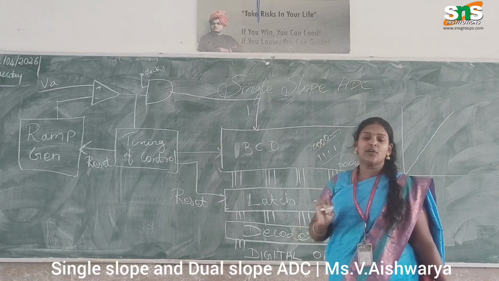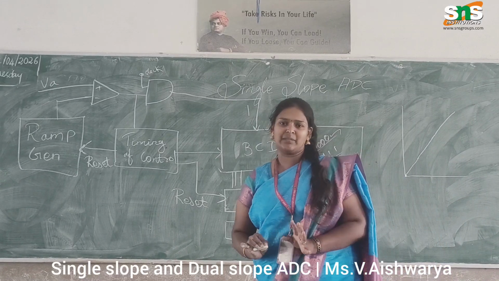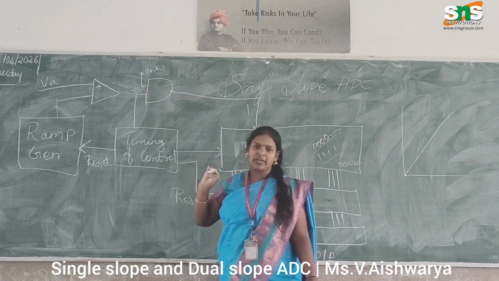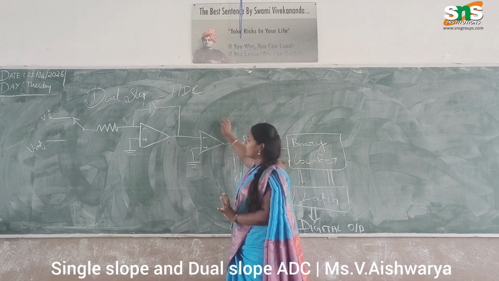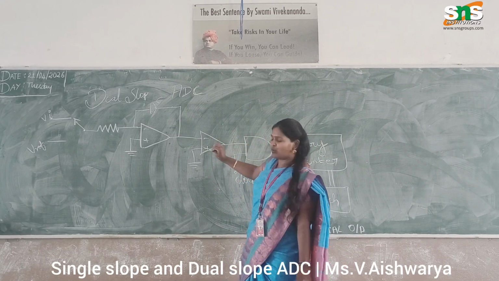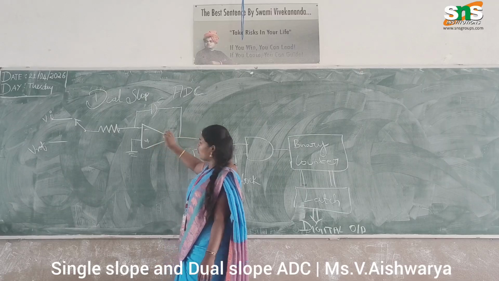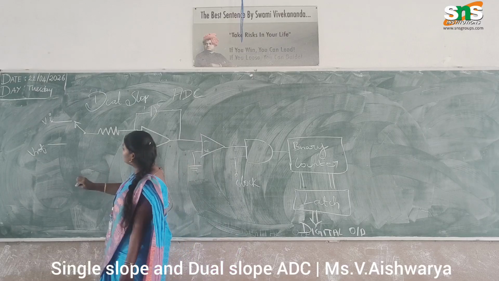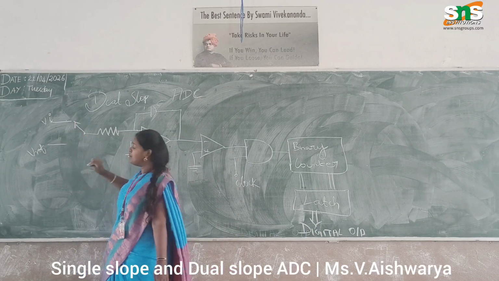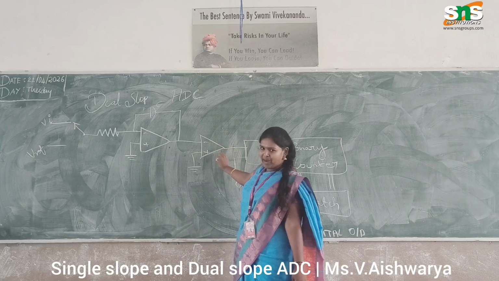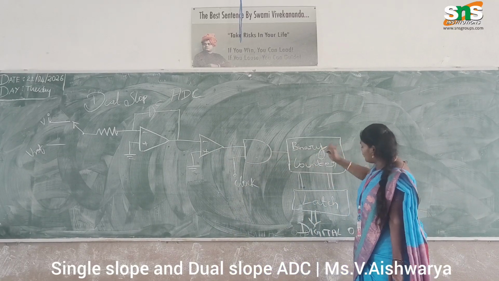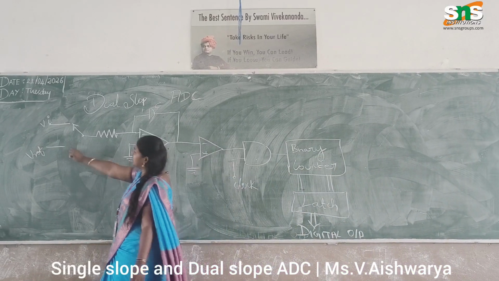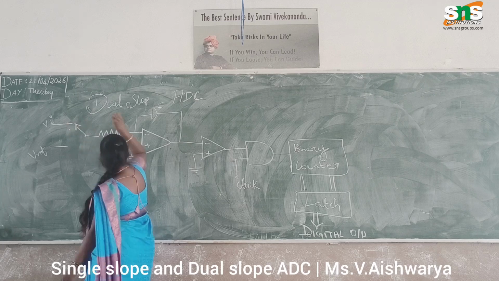Next one is the dual slope ADC. In the dual slope ADC, construction-wise we additionally add one integrator circuit on the input side. In this dual slope we have two inputs, one is V in and one is V reference. Next we have the integrator, then our comparator, AND gate, binary counter, latch and our digital output. Initially we apply the input signal, that is our analog signal, to this integrator circuit.